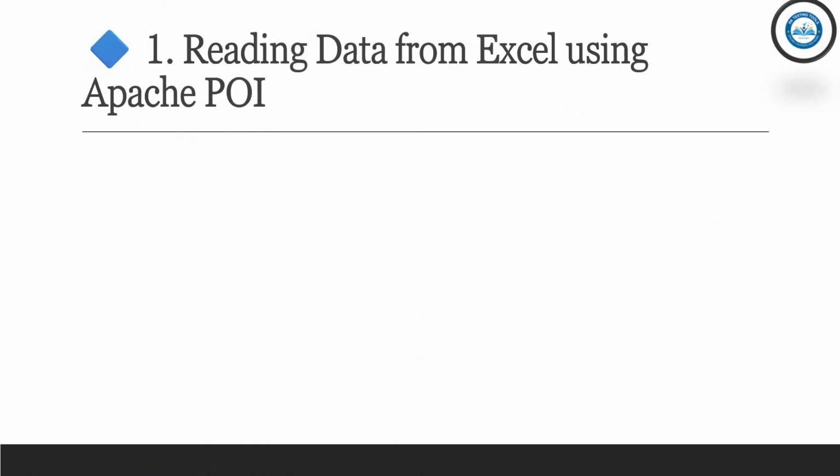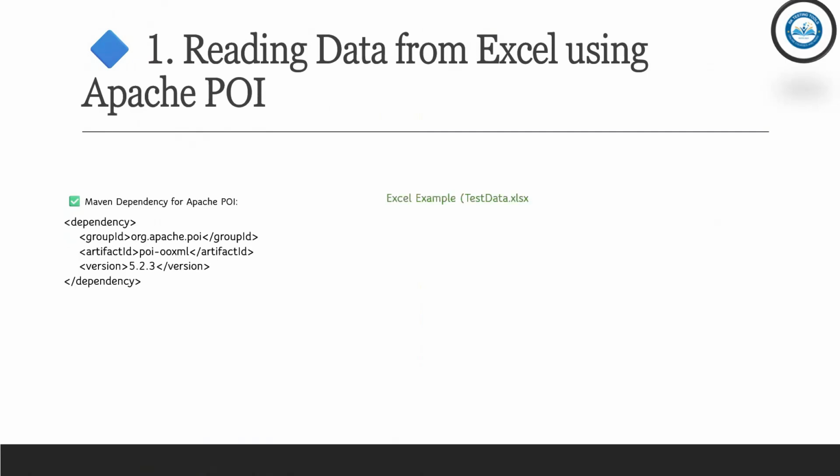First, we are going to read the data from Excel using the Apache POI library. For that, we need a dependency: org.apache.poi, poi-ooxml. This is version 5.2.3, the version I'm using. I'm going to copy this dependency and paste it in pom.xml. Automatically, it is going to download from Google.